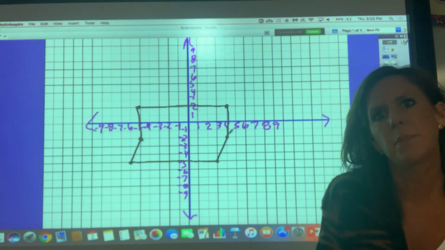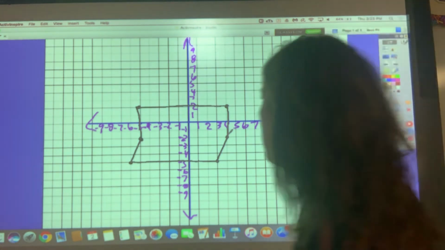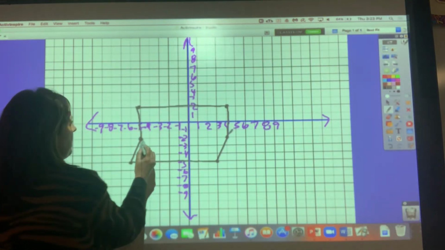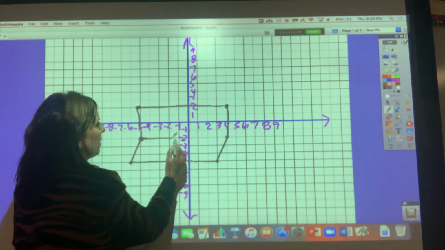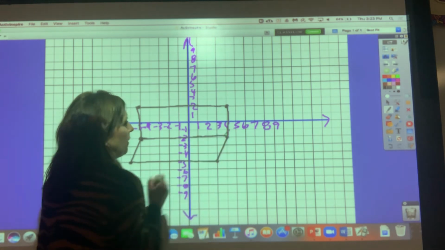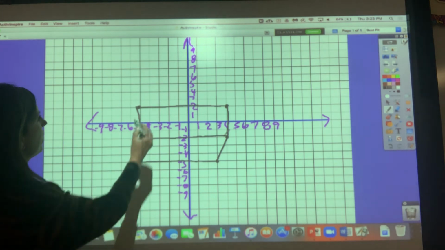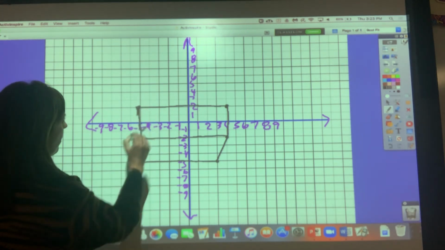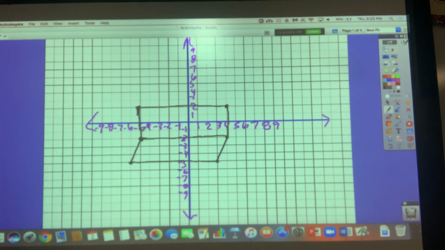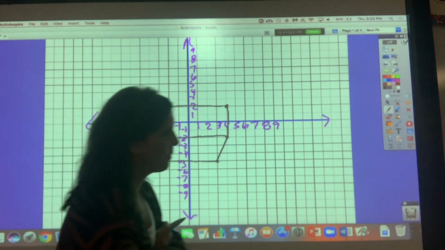Okay, and again, we need to split this into shapes that we have formulas for. So the easiest thing to do would be to go right here. And we basically have two parallelograms. We have just your basic parallelogram here, and this should be like right there. And we have a rectangle up here. Both of these are going to be base times height, so it should be pretty easy.